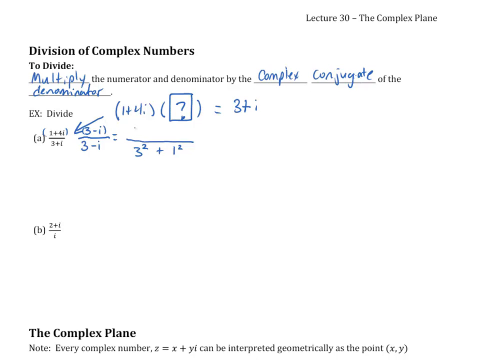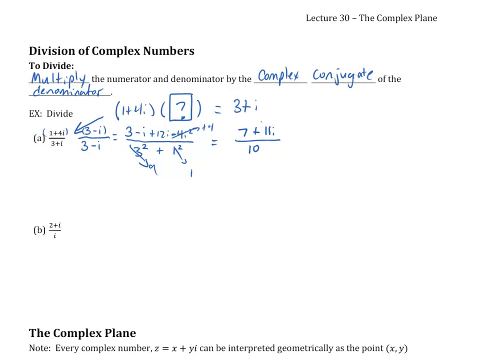So on top, I'll take 1 times 3 and get 3. And then 1 times a minus i is minus i. 4i times 3 is plus 12i. And then plus 4i times a minus i is minus 4i squared, which gives me a plus 4 then, because i squared is negative 1 and it changes the sign. So you end up with a 7 plus 11i divided by 10, because that's 9 and that's 1.